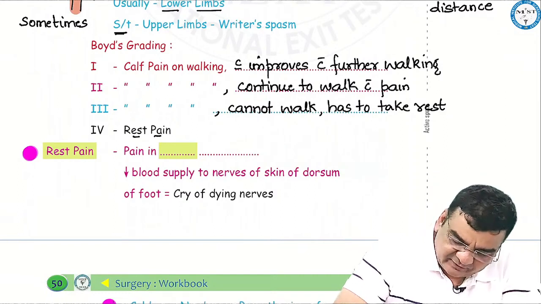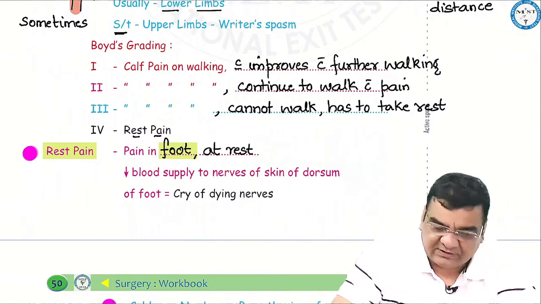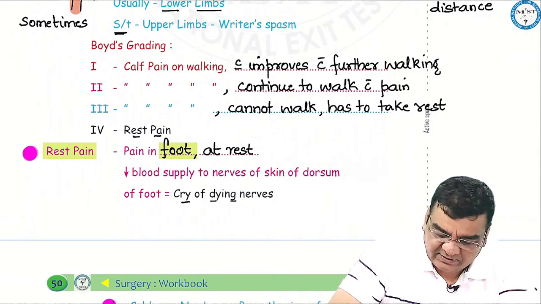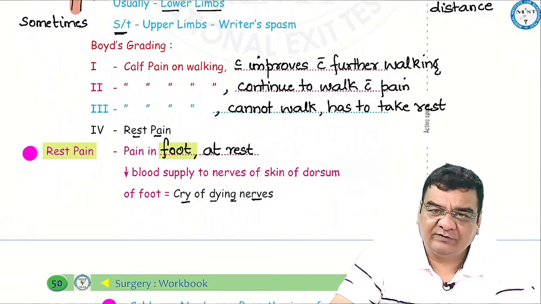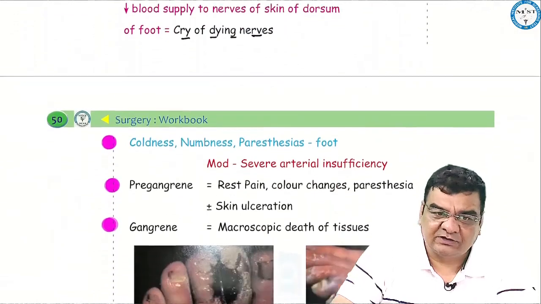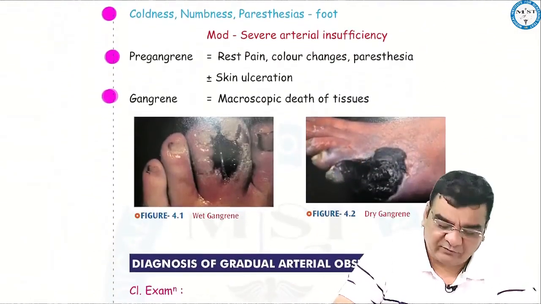Rest pain is felt in the foot at rest. This is actually the cry of dying nerves. The nerves situated in the skin of the dorsum of the foot are not receiving adequate oxygen supply. That is why the foot is paining. Gradually, as the obstruction increases, there will be coldness, numbness, and paresthesia in the foot.